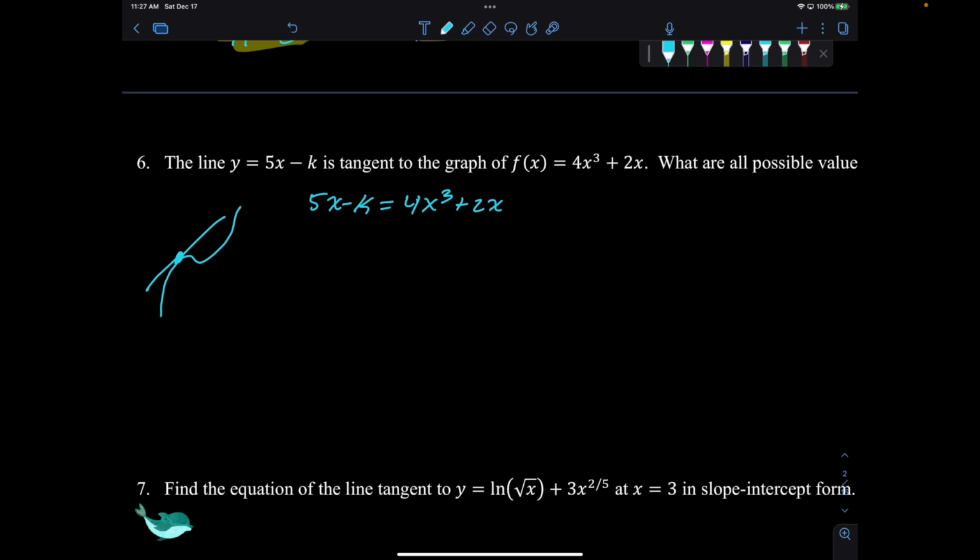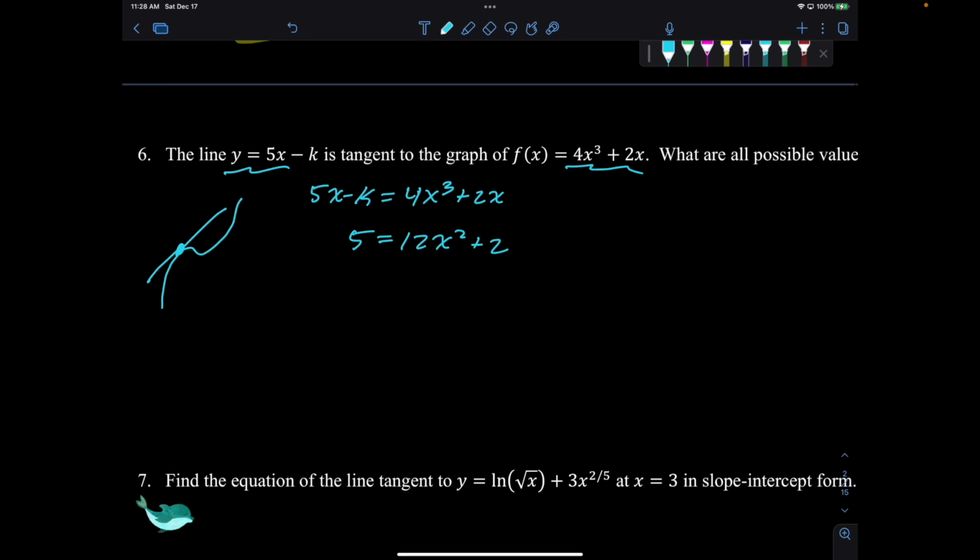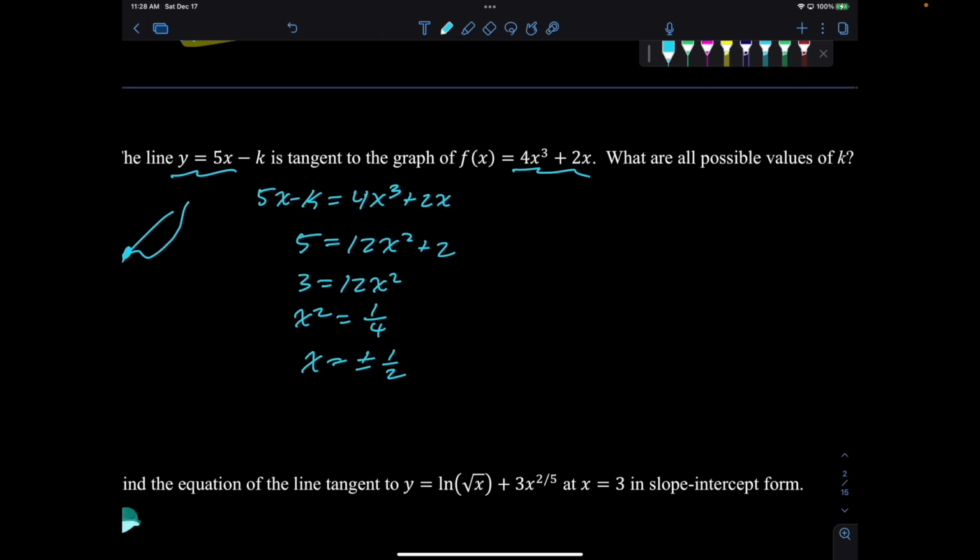So if I find the derivative of this, it's just 5. And then the derivative of this is 12x squared plus 2. Okay, so then 3 is 12x squared. And then x squared is 1/4. So x is plus or minus 1/2. And then, if x is plus or minus 1/2, we are looking for the values of k.